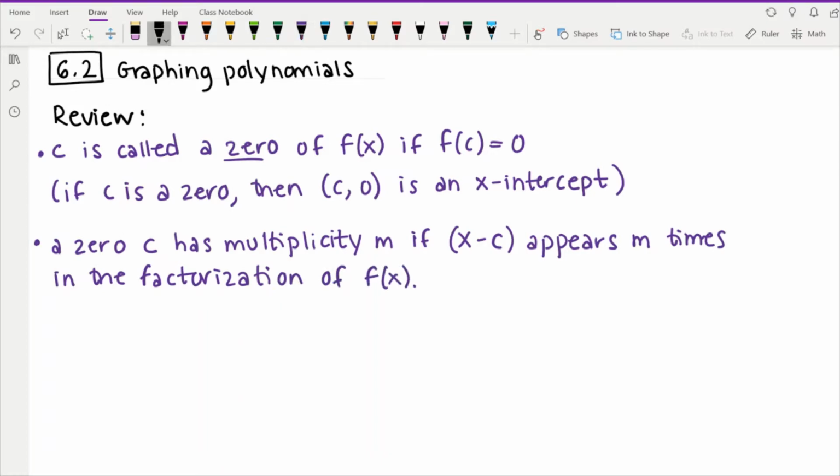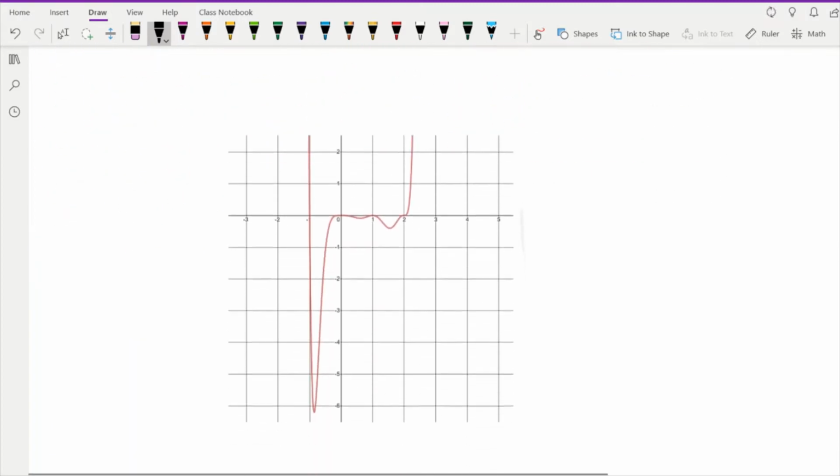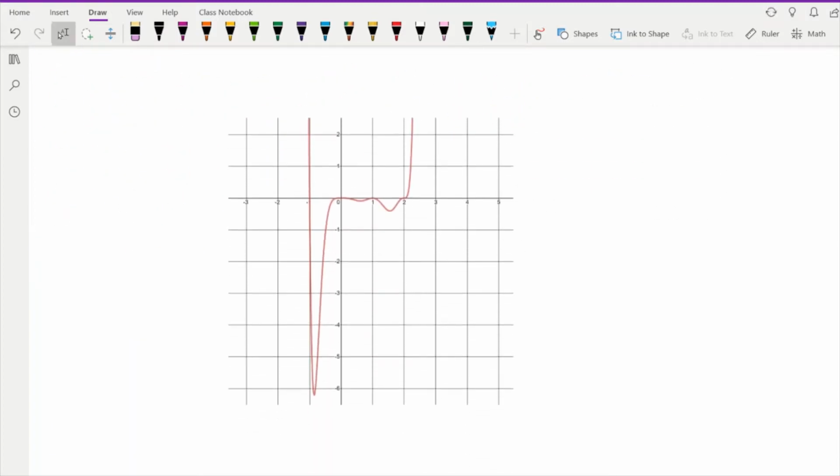So the main question that I want to address that will be our first new material of the day is how does the multiplicity of a zero affect the graph? What does multiplicity tell us about how the graph of a polynomial looks? So we're going to be coming back to this picture in a little bit, but I just want to point out a couple of things here.